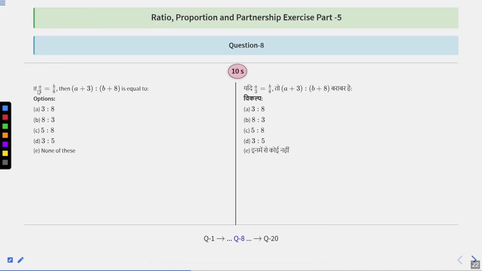If it is given that A upon 3 equals B by 8, then A plus 3 ratio B plus 8 is equal to. You have 5 options and 10 seconds to solve this question. Your time starts now.